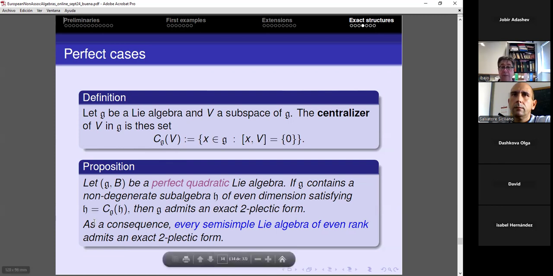And here, what is interesting is that, as a consequence, notice that in a semi-simple Lie algebra, you have your Cartan algebra, which is its own centralizer. So if the Cartan algebra has even dimension, then the Lie algebra itself has an exact two-plectic form. And since the dimension of the Cartan algebra is actually the rank of the Lie algebra in the semi-simple case, then every semi-simple Lie algebra of even rank admits an exact two-plectic form. Okay.